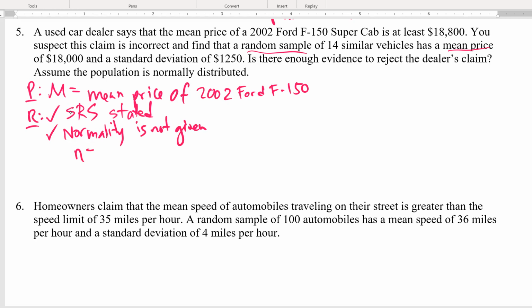And n is not greater than 30. So we do not have normality, which means we're done. If I needed to run this test, I would, and I could get an answer to that. Oh, I freaking need to read.